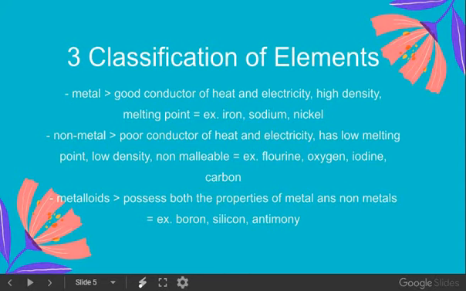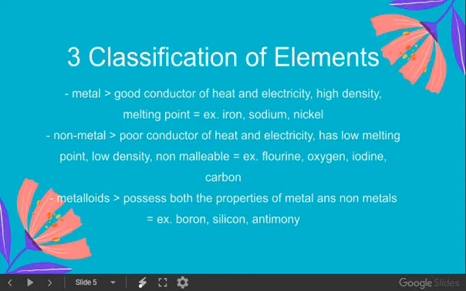Number 1, metal. So metal is a good conductor of heat and electricity, has high density and melting point. Example, iron, sodium, and nickel. While non-metal are poor conductor of heat and electricity, has low melting point, low density, non-malleable. Example, fluorine, oxygen, iodine, and carbon.